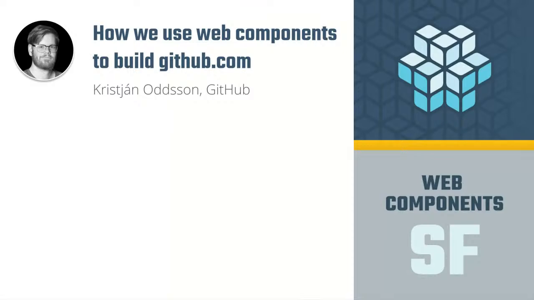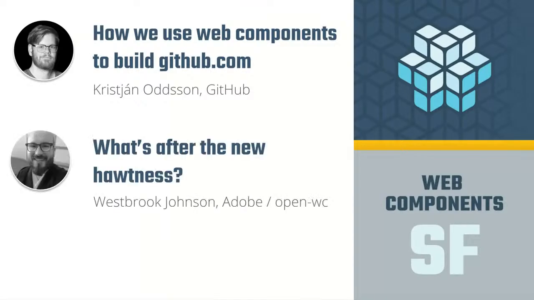Our first speaker, Kristján Oddsson, is going to tell you how GitHub takes advantage of web components. He will then be followed by Westbrook Johnson, who works at Adobe and is also part of the OpenWC group that has provided the web components community with a lot of great tools and advice. He's going to be talking about using web components in the real world. There's been a lot of excitement over the years as web components landed, but Westbrook has been using them for real world projects for quite a while, and he has some really interesting and valuable patterns to point out that solve real world problems. Then after Westbrook wraps up, we'll go ahead and do that Q&A panel discussion, and we'll take your questions via the YouTube chat.